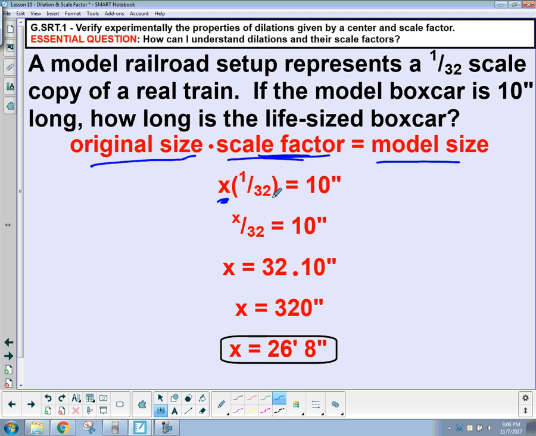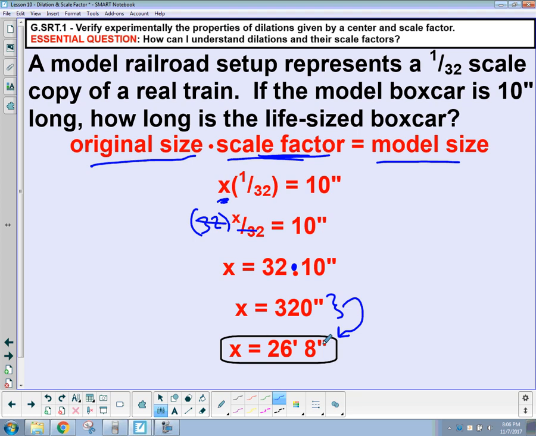Simply solving for X, to make this jump, we multiply both sides by 32. So these would cancel. This dot's a little low, it's supposed to be right there. So 32 times 10 gets 320. This is in inches, but if we did the conversion to feet, we get 26 feet, 8 inches. That's pretty realistic for a life-size train car. Okay? Let's keep going.